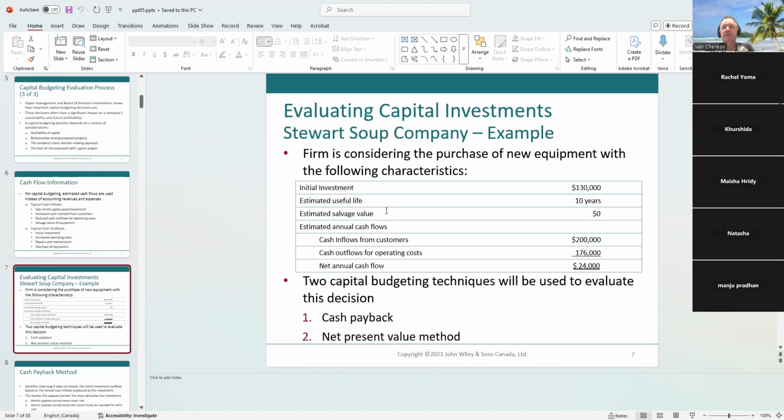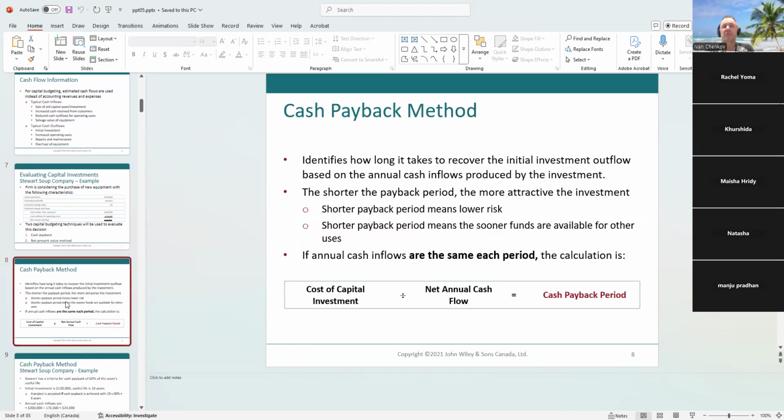So basically, the decision that we have to make is, shall we invest in this situation or shall we not? We have an initial investment of $130,000 with an estimated useful life of 10 years and no salvage value. Annual cash flow from the customers is going to be 200, and the operating cost 176. So net annual cash inflow is $24,000. There are two methods or techniques that we can use. One is the pure cash payback method, and the other one is the net present value. So we're going to see how both work.